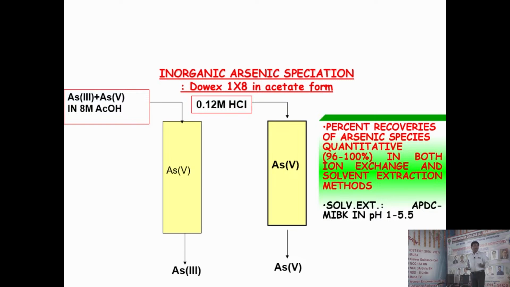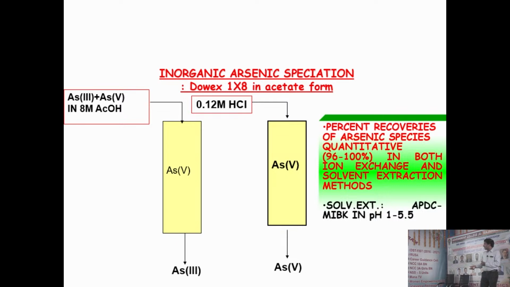But if you consider the toxic nature, arsenic has different species like arsenic 3 and arsenic 5, and they do not all affect your health in the same way. If you want to see which is affecting more, or which is in higher concentration in your sample, you have to do a separation using something like an ion exchange method.